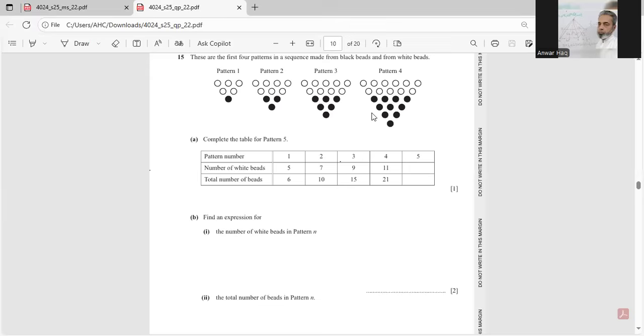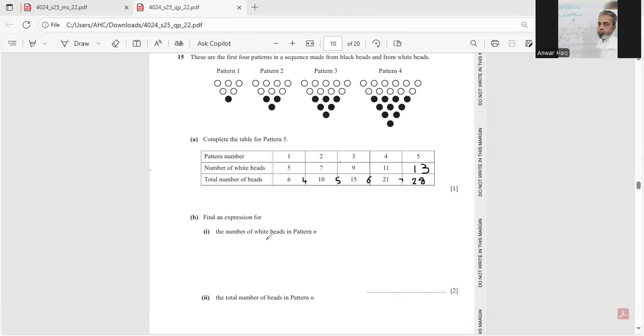This is question 15. He has given you a pattern and complete the table for pattern 5. So you can see that the common difference is 2 in this. So this will become 13. In this part, you will write 13. And here you can see that difference is 4, then 5, then 6, one increasing. So then it should be 7. So this is 28. For find an expression for the number of white beads in the pattern n.